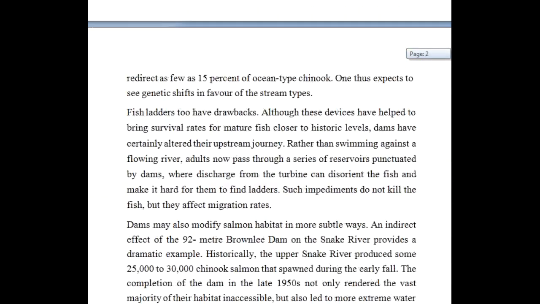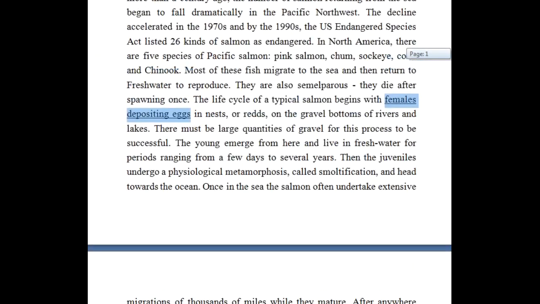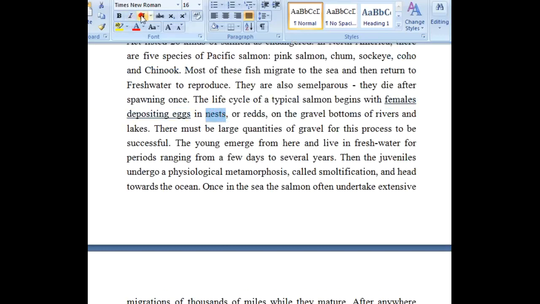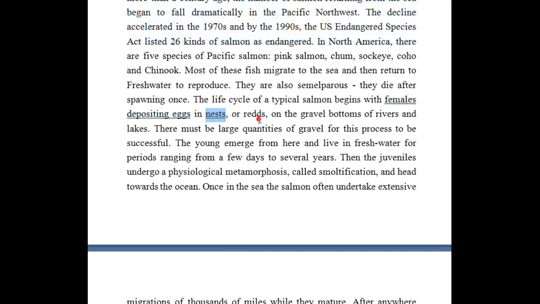In what? That is the question. In, so you can see the answer is nests. Okay, and red as well. So both can be the answer, nest or red. So you can write any one, you don't have to write both. So here I will write nests, right, fine.